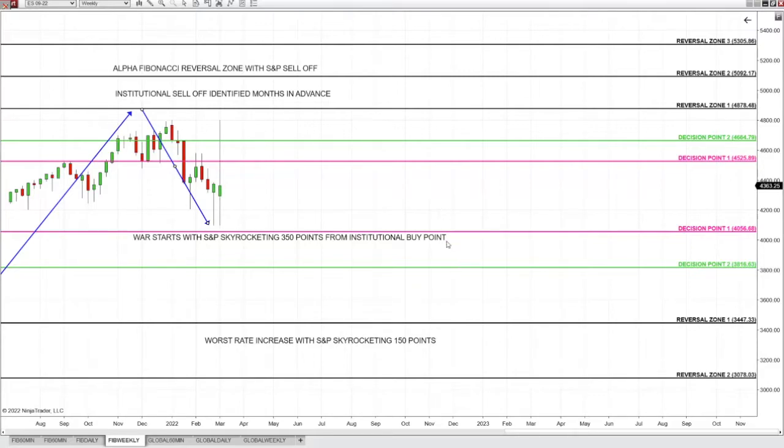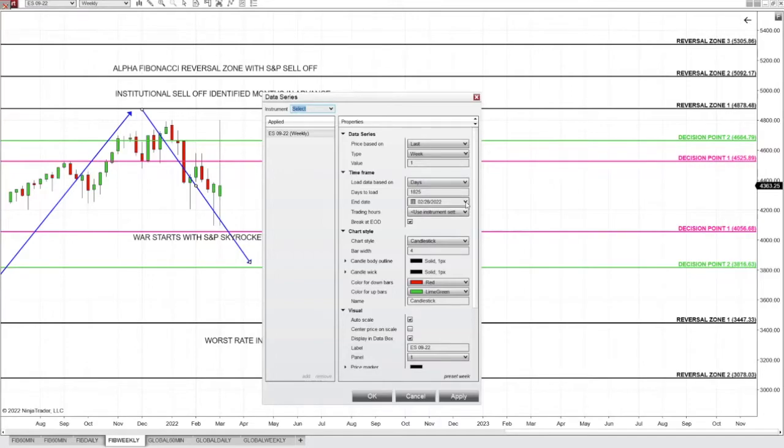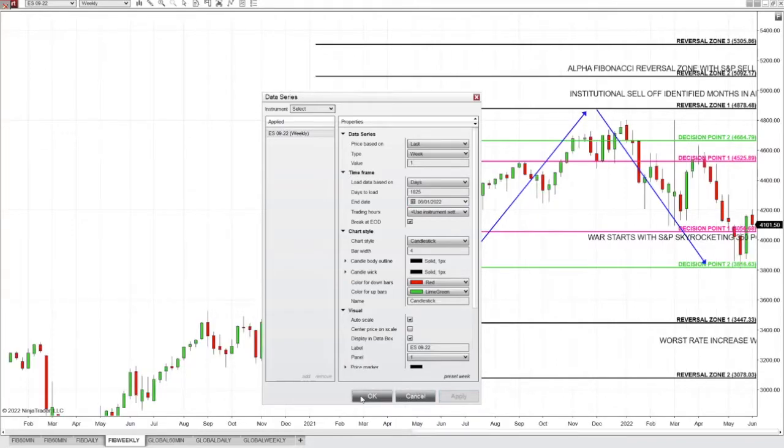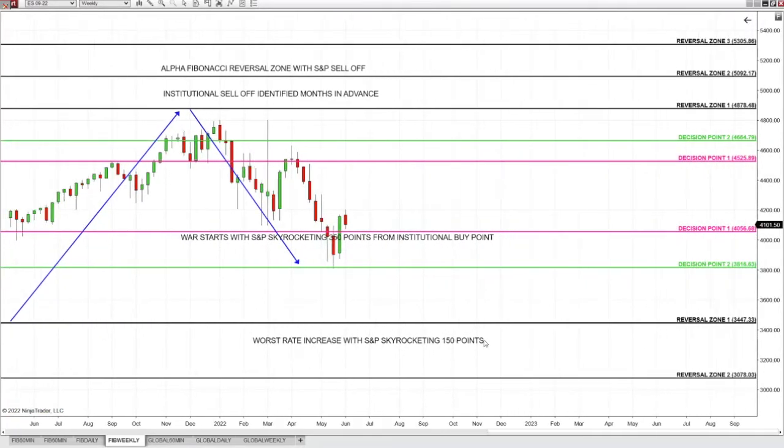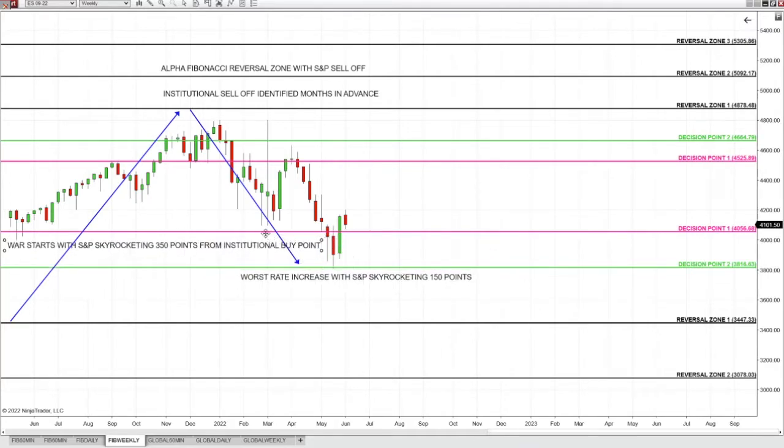S&P skyrocketing 650 points. Look at this level next. My goodness. First rate increase. How is it possible? Worst increase in 20 years, and market skyrocketing 150 points? Wow. Breathtaking. Again, you knew this far in advance.